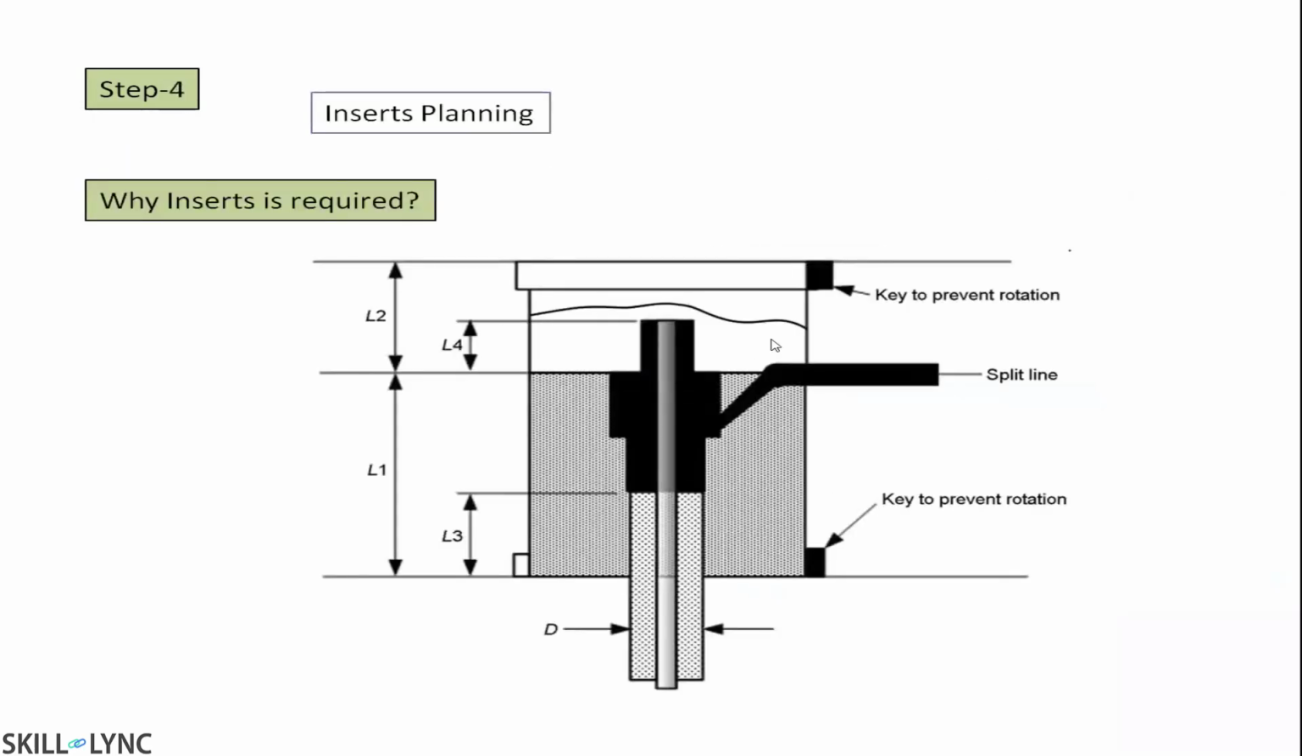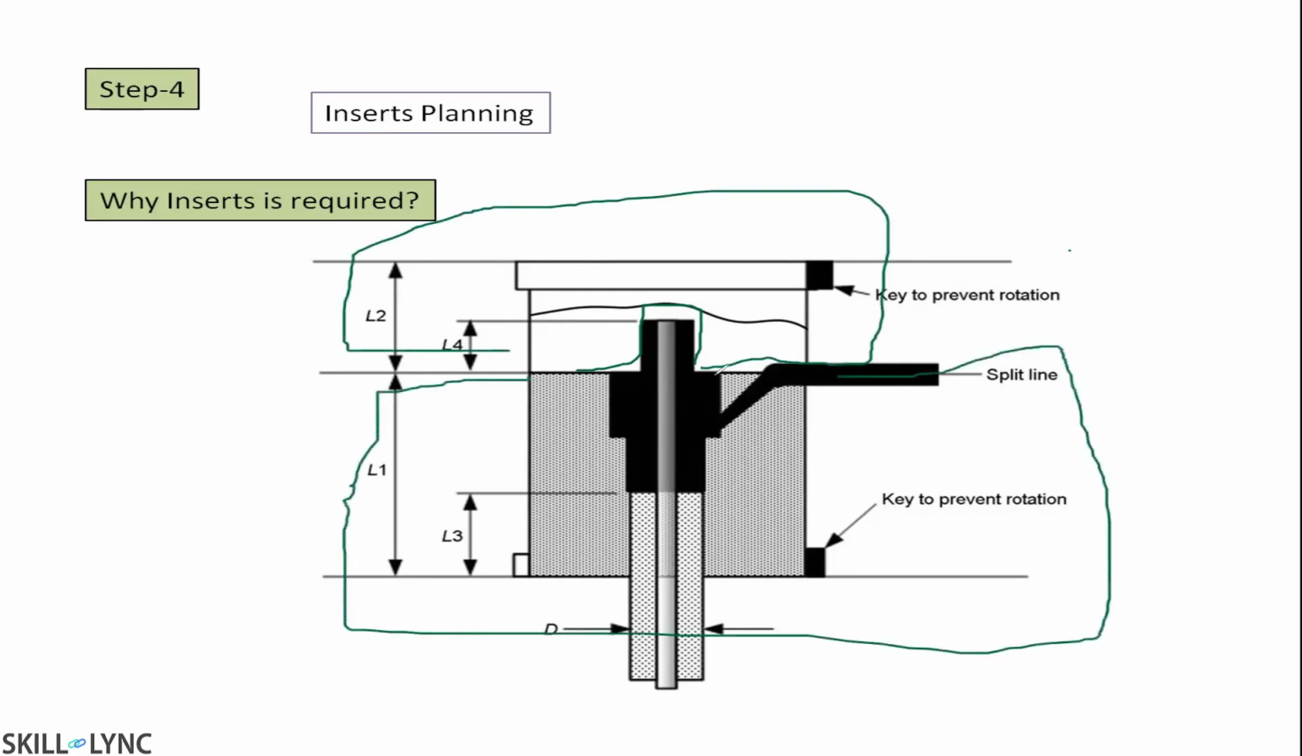Now, why are inserts required? Why can't we make the impression of the core and cavity in the core and cavity only? For example, we need this impression in the cavity. Why can't we make it in the cavity as an integral part? For example, this is the core and cavity. Why do we need these inserts here?